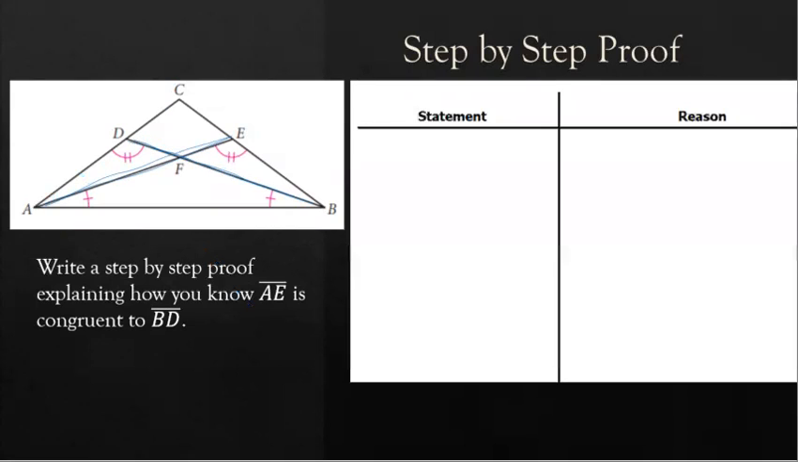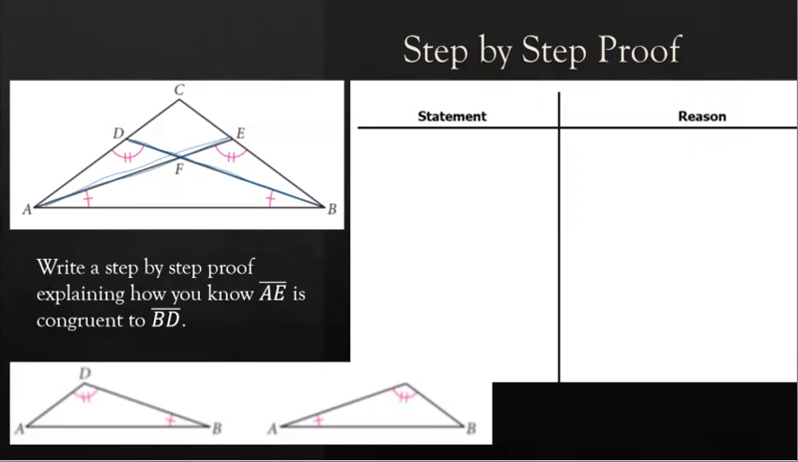Here we'll just set up our statement and reason. It's a little bit easier than a paragraph proof because you don't have to think about wording on it. You just pick a statement and pick a reason. And with this overlapping triangle set, I think it would be easier to draw them separately.